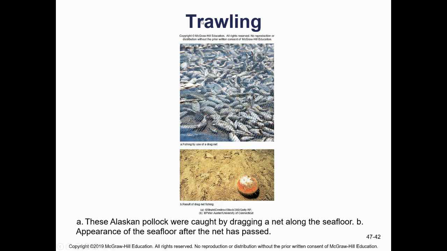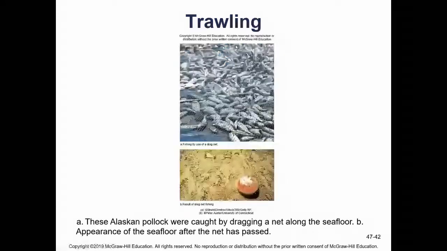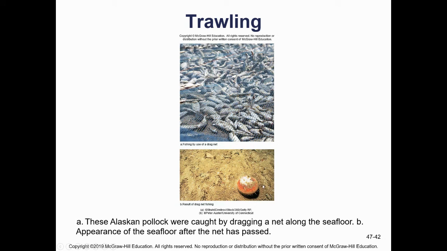And this is just an example of overfishing, trawl fishing. This is the catch that's come up from a drag net. Drag nets are big nets that have a weight on the bottom, and they drag them across the ocean floor to catch fish that are bottom dwellers, like Alaskan pollock. And this is what's left behind. Not a lot. So it's a very high adverse impact fishery.